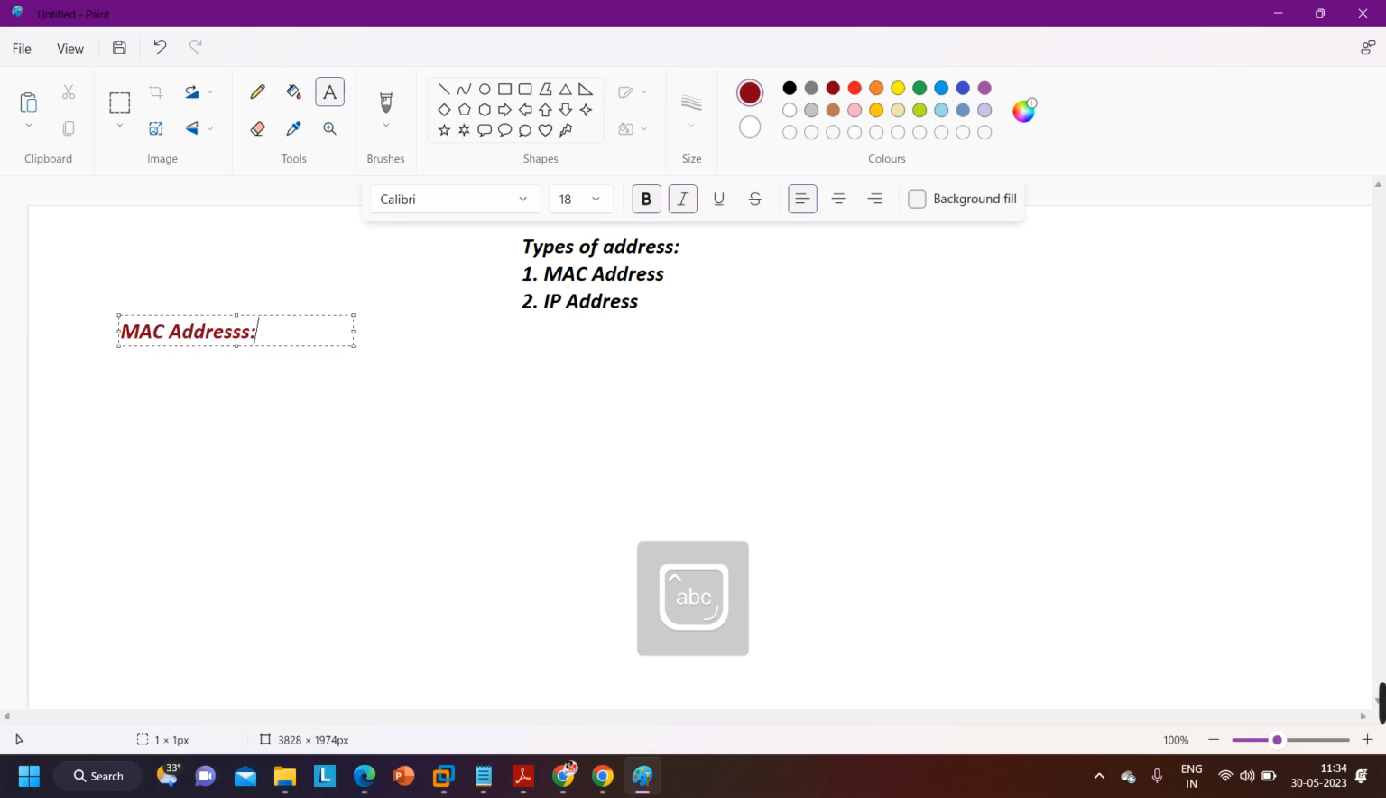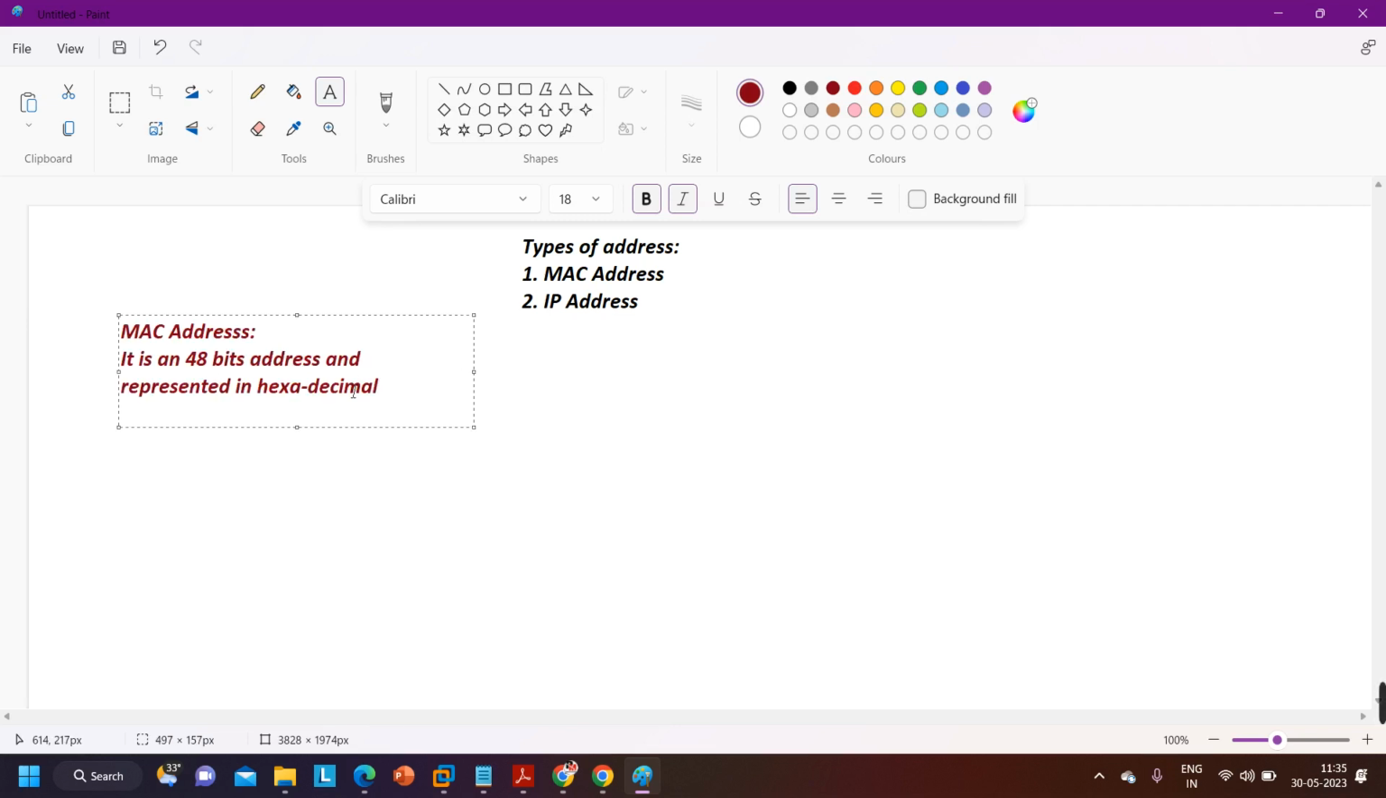MAC address. It is a 48 bits address, represented in hexadecimal. Do you all know about hexadecimal? Can anyone tell me how many bits are required to represent one hexadecimal character?